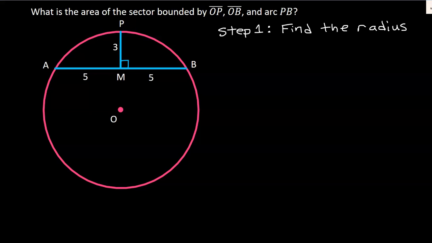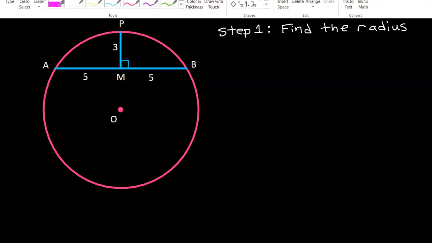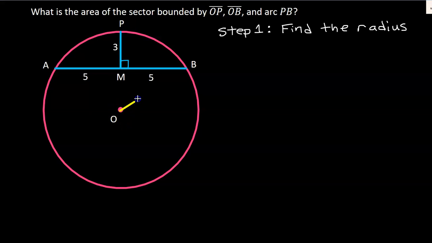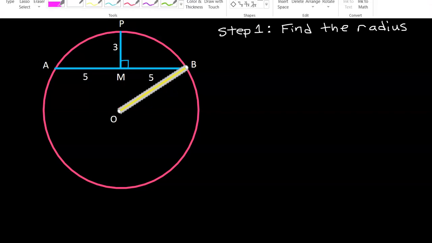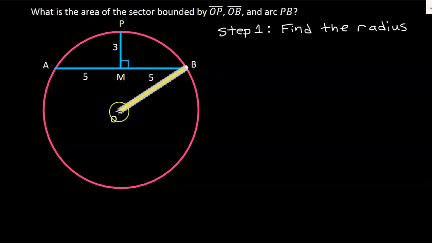This is going to be a three-step problem, and the first step is to find the radius. So notice that this is the radius, but this is also the radius. That's kind of the key, recognizing that both of these will be the radius. I'm going to label this radius R.